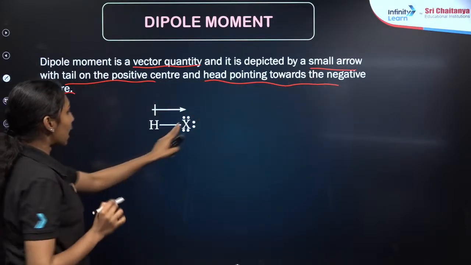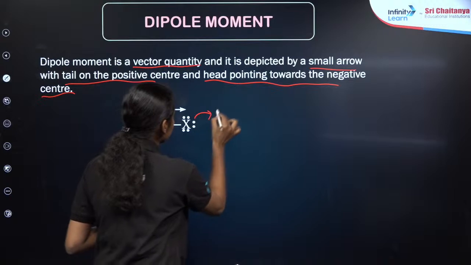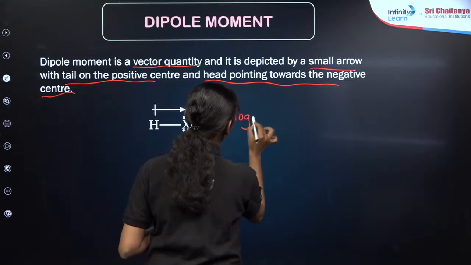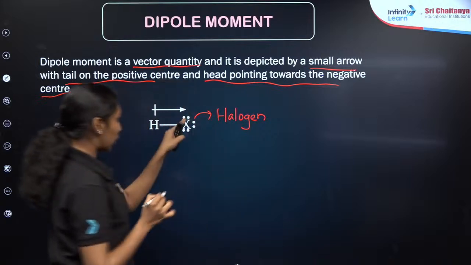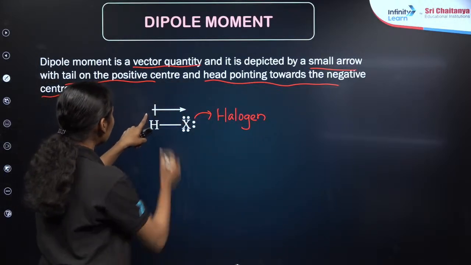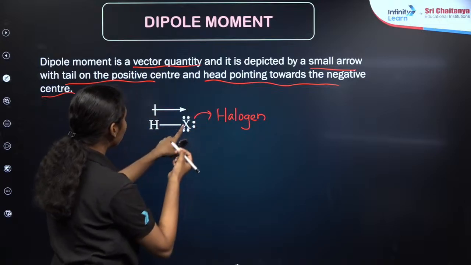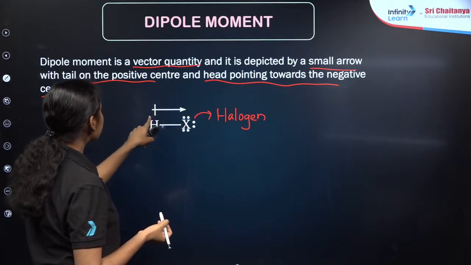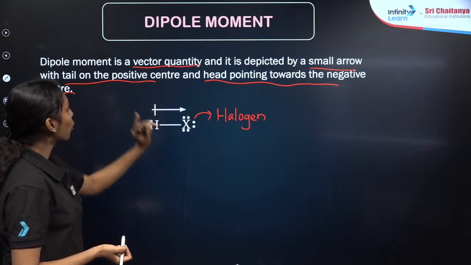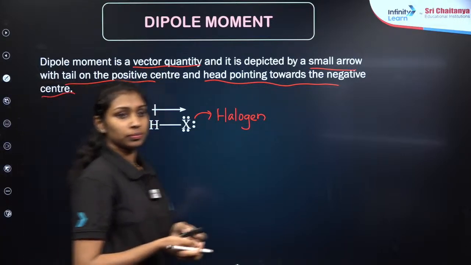For example, this will be the X atom. Simply we are taking it as a halogen, either fluorine, chlorine or iodine and so on. It has the maximum electronegativity, which means that it will attract the electron pairs towards it. So the arrowhead will point towards the X atom and the tail will be towards the hydrogen atom. This is the representation of the dipole moment of a molecule.